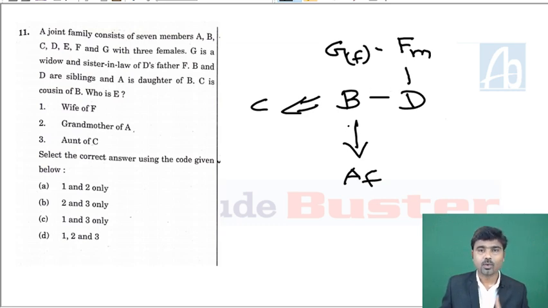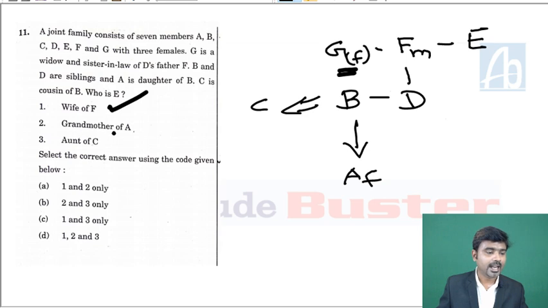So only one is left out, E. A, B, C, D. If F and E are husband and wife, then G should be D's father's sister-in-law. Okay, here wife, who is E? Wife of F. Yeah, that's correct.